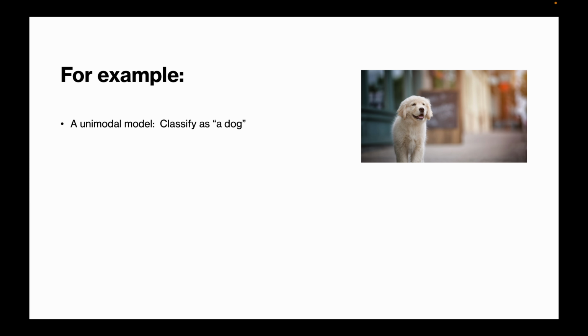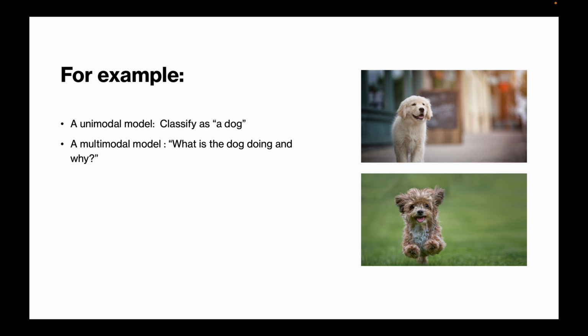Now let's see an example. A unimodal system might classify an image as a dog, whereas a multimodal system can answer what the dog is doing and why. Therefore, multimodal AI uses multiple signals simultaneously, just like humans do. In this way, multimodal systems are closer to human intelligence.